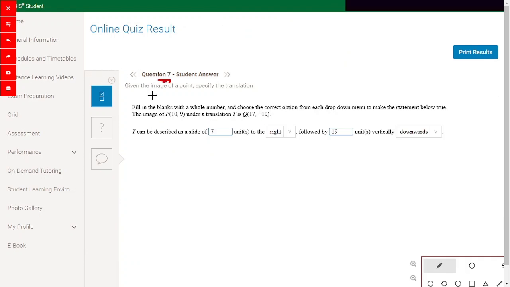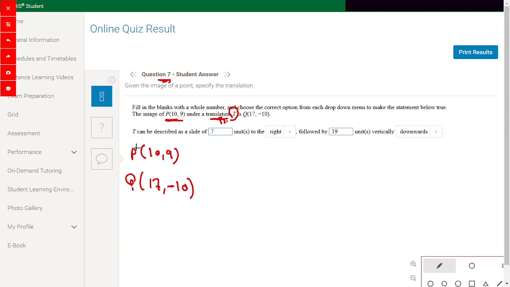Question number 7. Fill in the blanks with the whole number and choose the correct option from each drop-down menu to make the statement below true. The image of P, I have P (10, 9). And the translation of T, which is unknown, is Q (17, -10). I have Q (17, -10). Okay, now let's get the translation here.